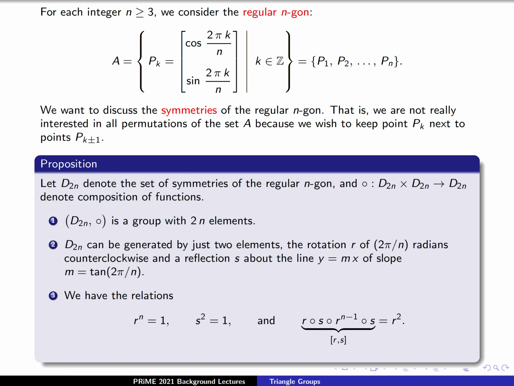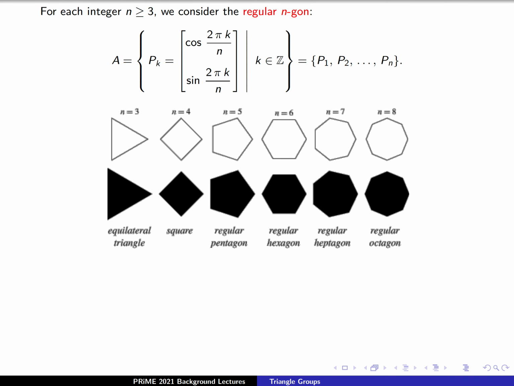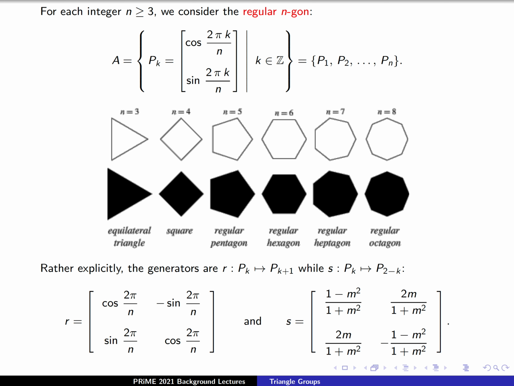We also have the following relations, namely r to the n is the identity transformation, s squared is the identity transformation, and the commutator of r and s, namely r s r inverse s, equals r squared. Another way to say this is as follows. Again, if we go back to considering the regular n-gon as simply the drawings that you have here on your screen, we can explicitly see that the generator r is the map that sends p k to p k plus 1, while s is the map that sends p k to p 2 minus k.